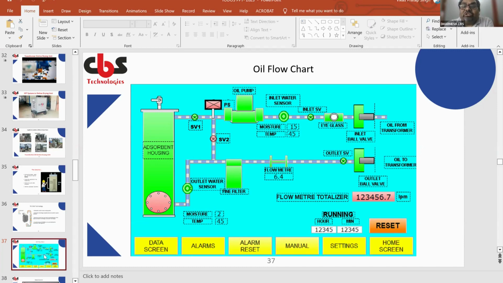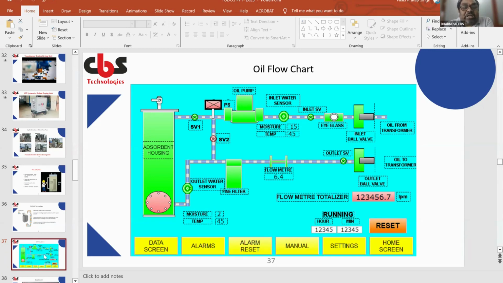Oil flow chart. Once you see, oil comes from the transformer, inlet valve, then eyeglass, then the inlet solenoid valve is there. Here you can check the things is NO. Then the inlet water sensor is there. You can see moisture is 15 and temperature is 45 degrees. And the oil pumps inside that adsorption housing.